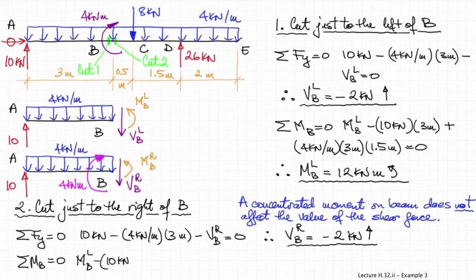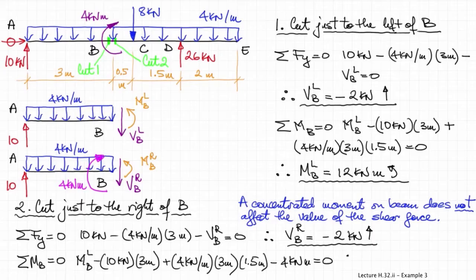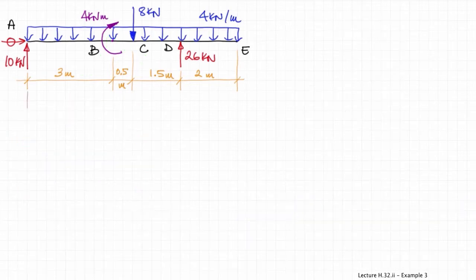Now we also have to sum the moments at the cut location at B equals 0. So therefore this would solve for the moment at B on the right-hand side, to the right of B, which will be equal to 16 kilonewton meters, positive. And now if you compare these two moments at B, to the left of B and to the right of B, you will see again that the difference between these two moments is equal exactly to the magnitude of the concentrated moment that is applied at B.